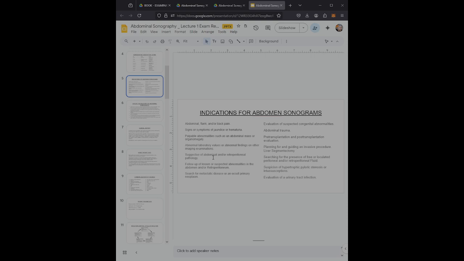You can have anything that is suggestive of any abdominal or retroperitoneal pathology, or follow-up of suspected abnormalities. You can have a search for metastatic disease or a hidden primary neoplasm. There can be cases of trauma, and so on and so forth.